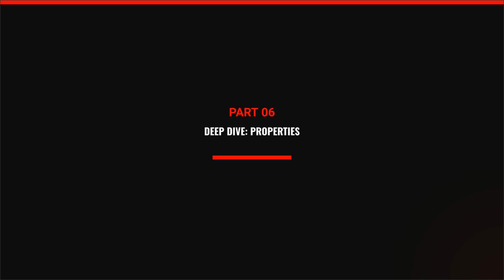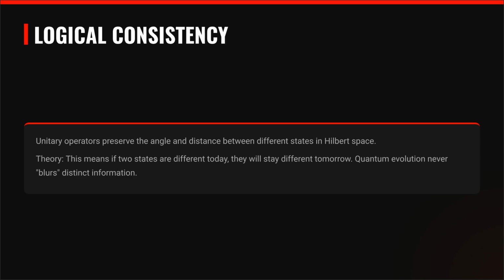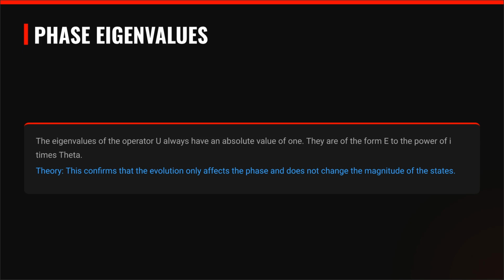Finally, we have part 06, a deep dive into the properties of the time evolution operator. Unitary operators preserve the angle and distance between states in Hilbert space. This logical consistency ensures that distinct information is never blurred during quantum evolution. The eigenvalues of U have an absolute value of 1. They only affect the phase and do not change the magnitude of the states, confirming phase eigenvalues are essential to the operator's function.